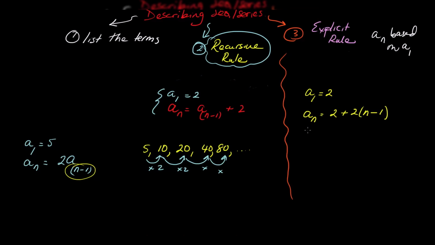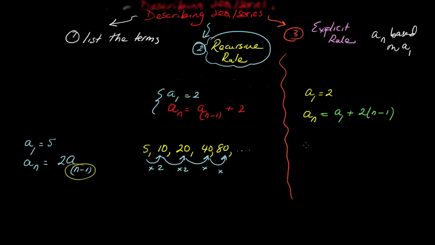Okay, the rule is this, in fact. A sub n in this case is a sub 1 plus 2 times n minus 1. In the explicit rule, I'm given a rule for a sub n, which is based on the first term, a sub 1, and n itself. So I'm just going to generate the first few terms.